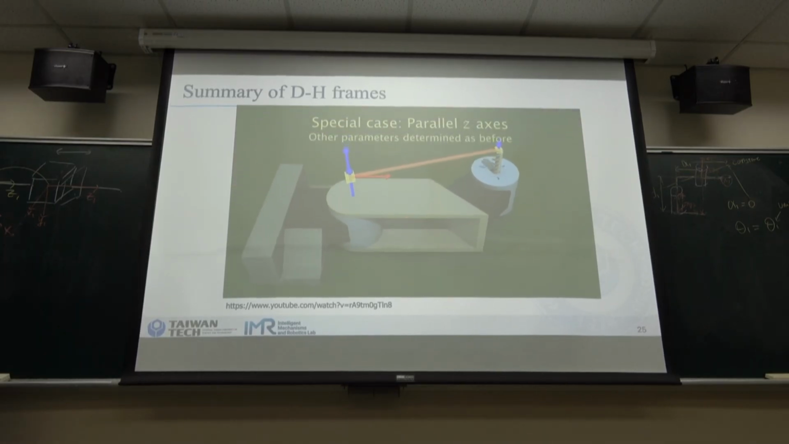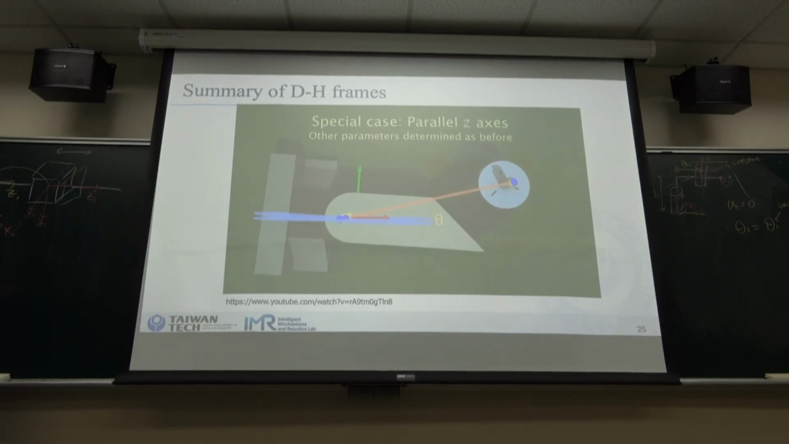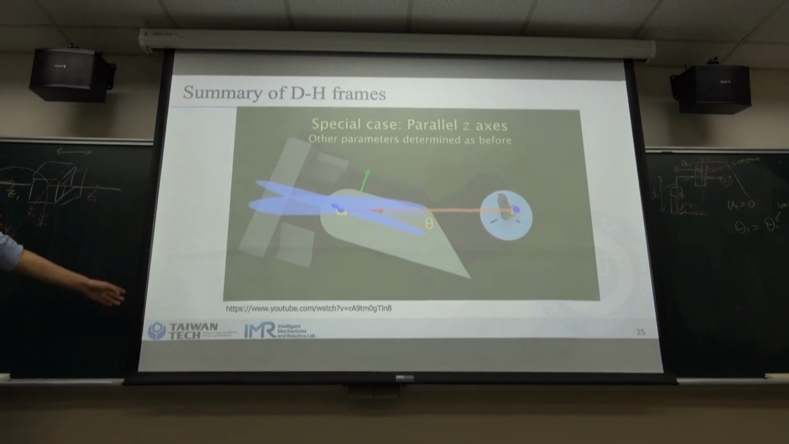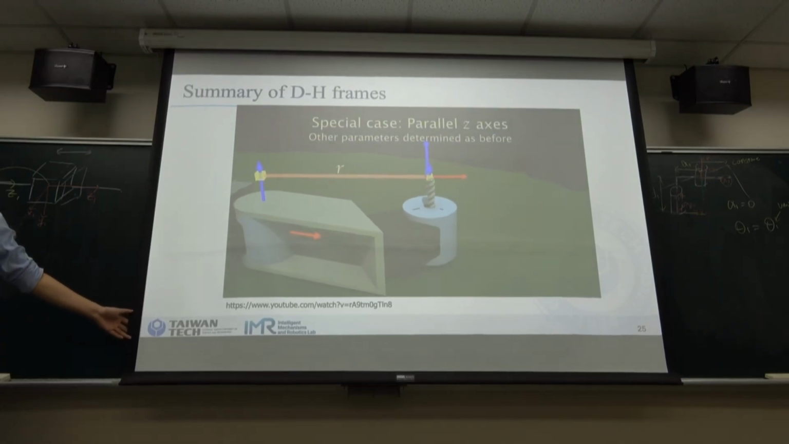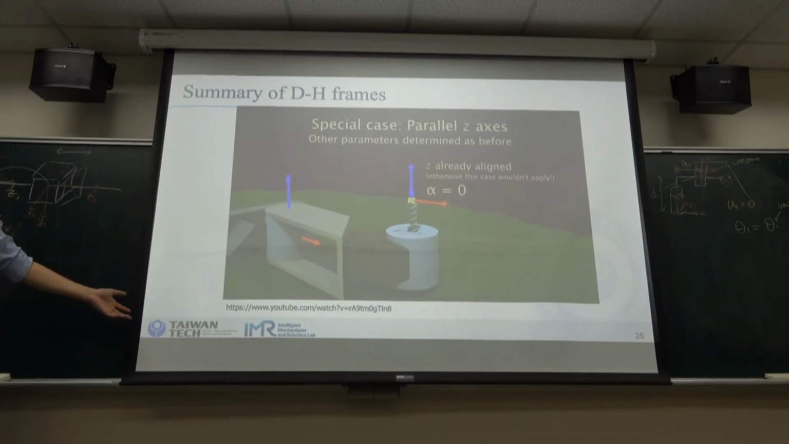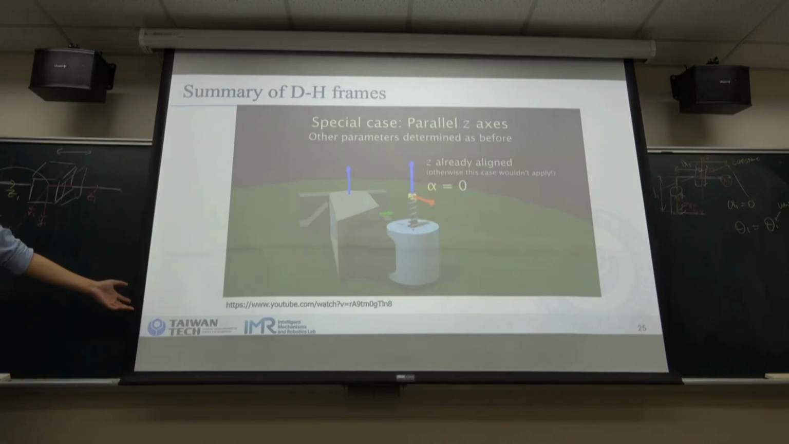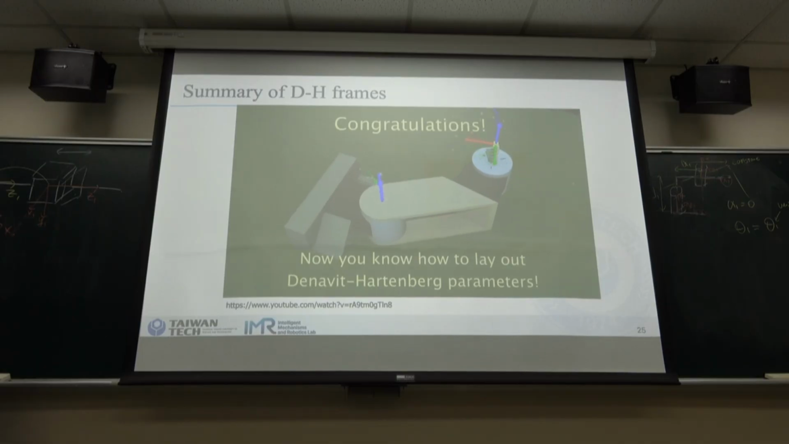The other parameters are the same as before. Theta rotates about z to align the x-axis with the normal. And R translates out along the normal to reach the new origin. Alpha is already known to be 0 in this case, since the z-axes must be parallel for this to apply, thus no rotation is needed. Congratulations, that's all there is to it.